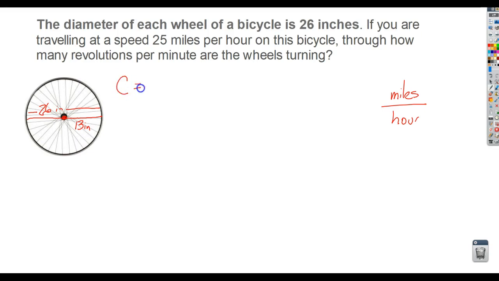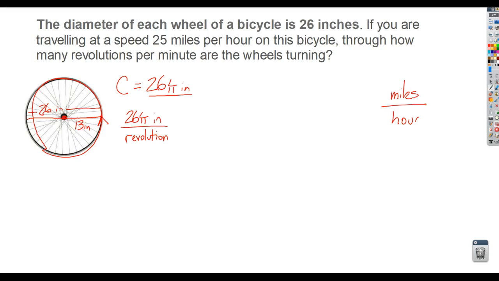This means my circumference is going to be 2 pi r or pi d. So I'm going to say my circumference is going to be 26 times pi inches. That's the distance around this circle. For the tire to touch the pavement, one full rotation will cover this much. So really what we know is that we're going to have 26 pi inches per revolution. Each revolution is going to be 26 pi inches.